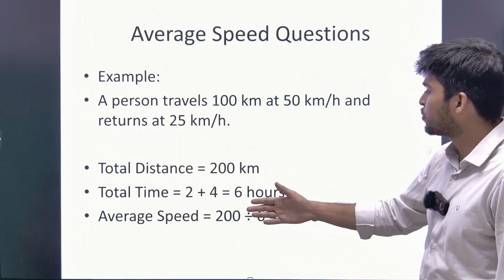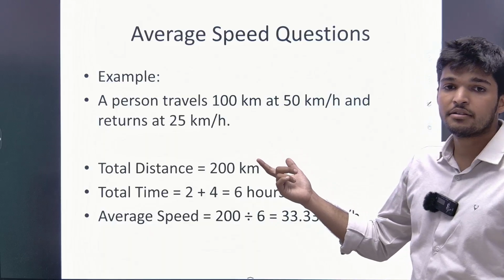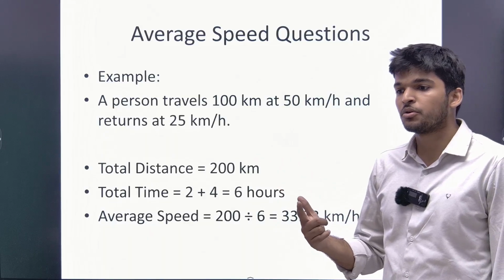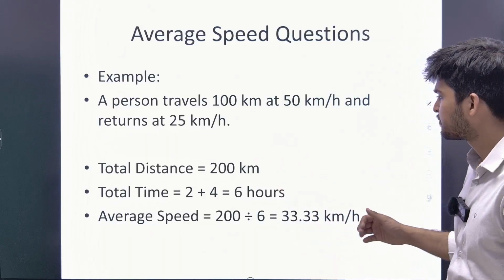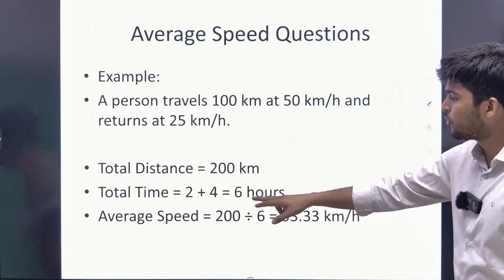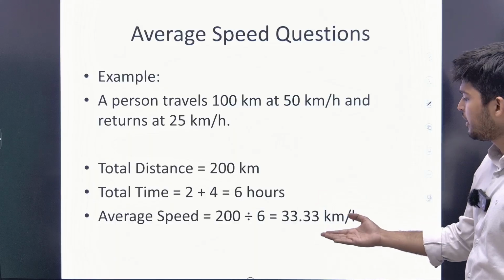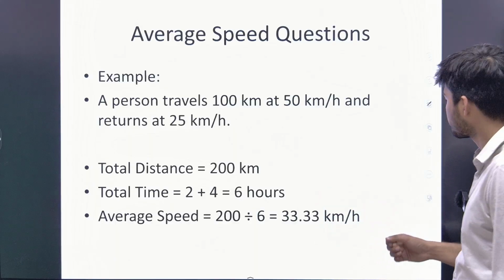To calculate average speed, the basic formula which I showed in the previous slide is total distance upon total time. So it would be 200 divided by 2 plus 4, that is 6. To calculate it, this would be the answer, and it will be written in kilometers per hour.